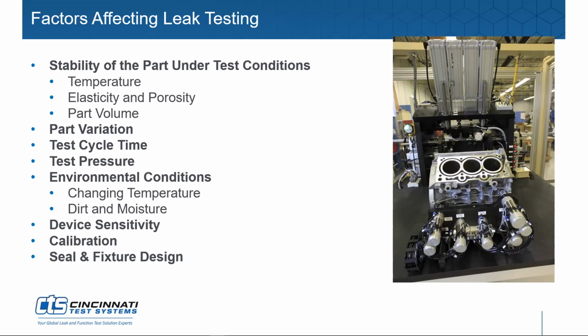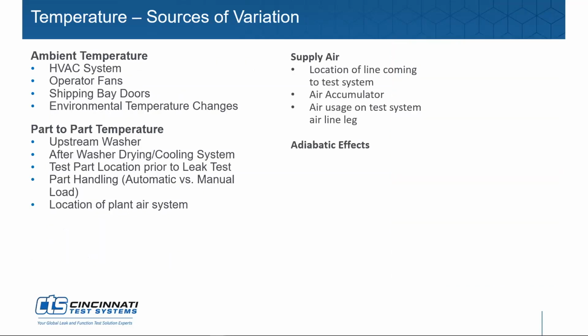So here we've identified all those conditions again, and this is the order we're going to talk about: stability of part under test conditions, part variation, test cycle times, test pressure, environmental conditions, device sensitivity, calibration, and sealing and fixture design. So the first one, temperature.